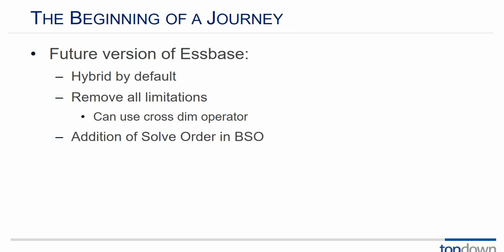Next slide, and it's the last slide on hybrid. Actually, hybrid is just the beginning. The next versions of Essbase, we are really talking about the future, like one or two years ahead. Hybrid will be by default. They're going to remove all the limitations. You will be able to use cross-dim, maybe xref, xwrite, exactly the way you do it with a BSO database today, with the performance of an ASO and without the limitations you have with a BSO in terms of size and performance.